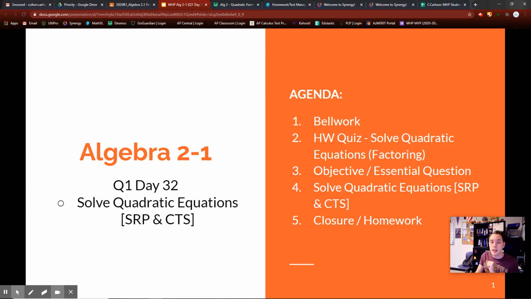Now what we're going to be doing is going through solving quadratic equations, just like what we did yesterday, but not with factoring, but what we call the square root property, the SRP, and then the completing the square strategy, CTS. Okay, bell work, homework quiz, objective, essential question, and then we're going to get into the lesson. Sounds good? Fantastic. I am ready.